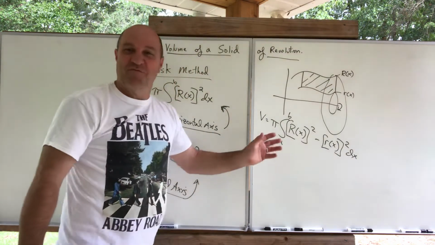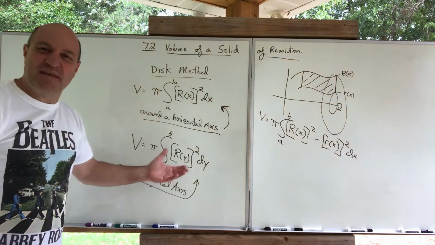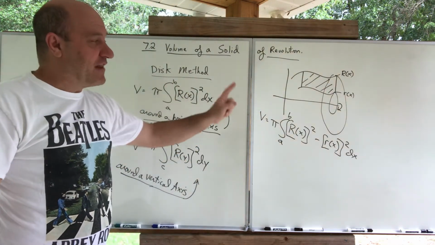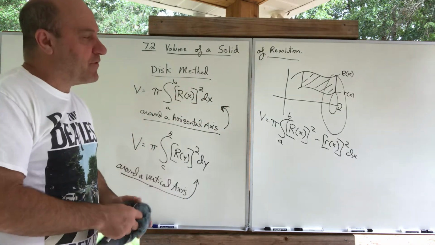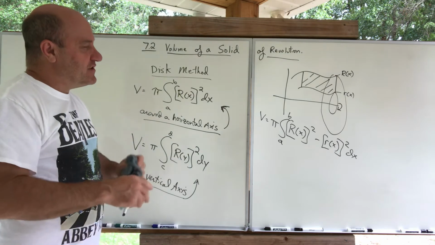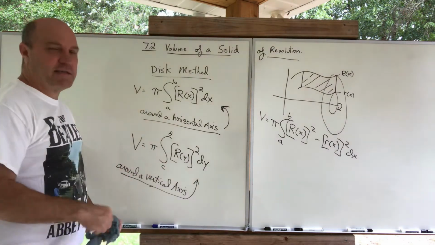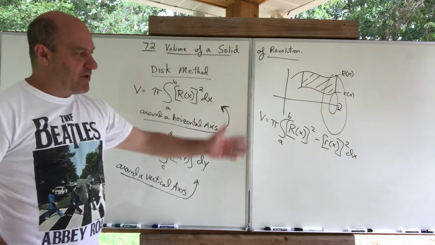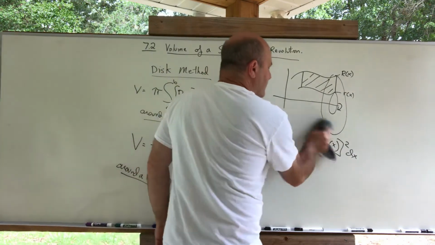Guess what? There's another version of the washer method in y, so the same thing in y's if you're going around a vertical axis. So we'll do all kinds of examples coming up with all that. This is just the first presentation, and before it's over, let's do one little nice example. So again, I'm going to get rid of that picture.